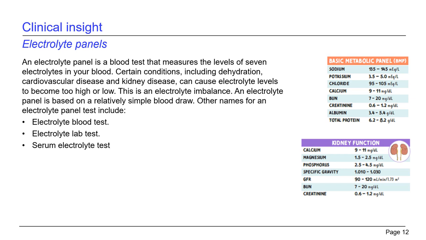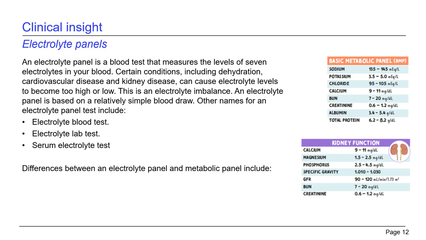Electrolyte panels provide clinical insight. An electrolyte panel is a blood test that measures the levels of 7 electrolytes in your blood. Certain conditions, including dehydration, cardiovascular disease, and kidney disease, can cause electrolyte levels to become too high or low. Again, this is simply an electrolyte imbalance. An electrolyte panel is based on a relatively simple blood draw. Other names for electrolyte panel tests include electrolyte blood test and serum electrolyte test, and we see some basic metabolic parameters shown on the right-hand side.